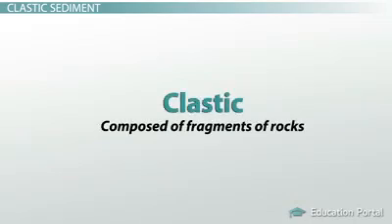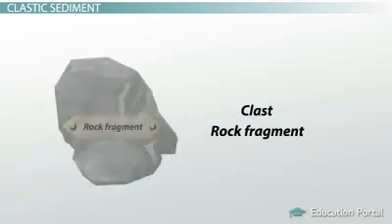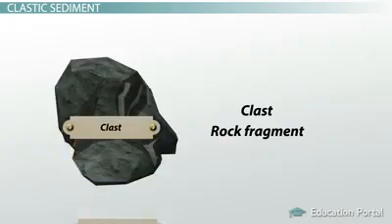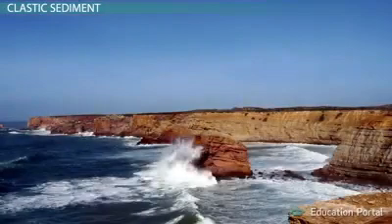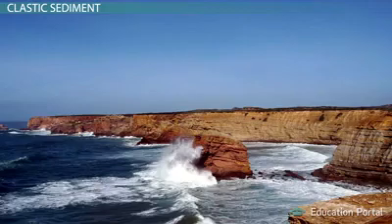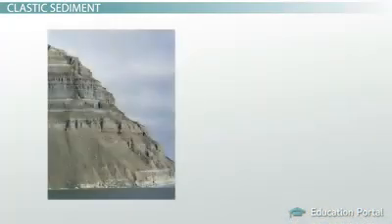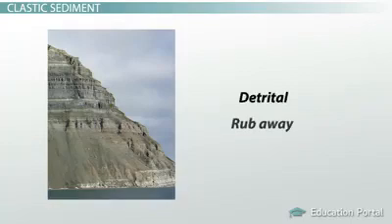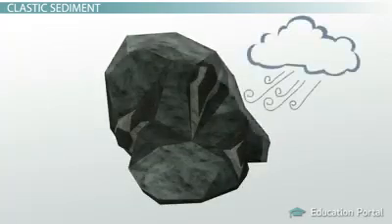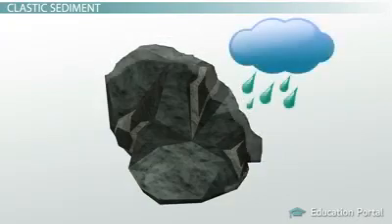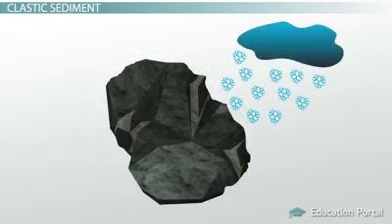Clastic sediments are composed of fragments of rock. In fact, a clast is the word we use to describe a rock fragment, so this term is fairly easy to remember if you recall that fact. These fragments are chipped away or weathered from pre-existing rocks due to natural forces that act on them, such as water, ice, and wind. Due to this constant eroding or rubbing away at the pre-existing rocks, we sometimes see clastic sediments going by the name of detrital, which means to rub away. So whether you are using the word clastic or detrital, you can remember that this type of sediment is made up of rock fragments that have been rubbed away from existing rock.